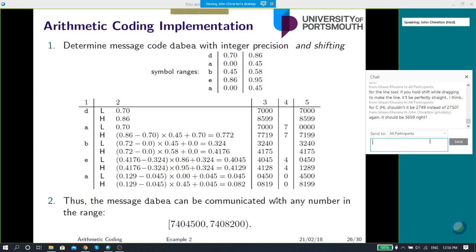Okay, so it's left with a value of 4500 up to 8199. So the resulting message needs to transmit. To transmit that message, you need to transmit a 7 and a 4 and a 0. So 740, and then some number between 4500 and 8200. So it can be any number between these two numbers, basically.